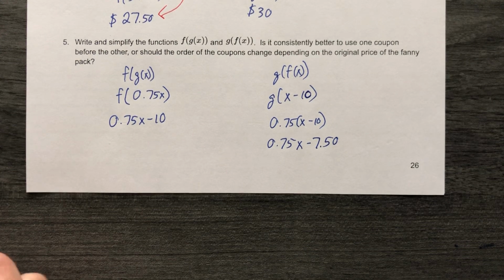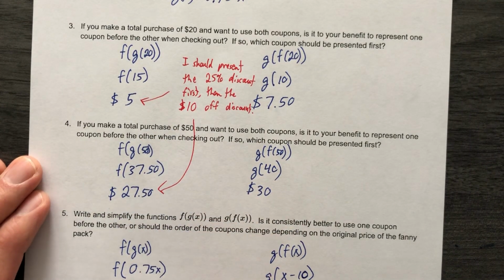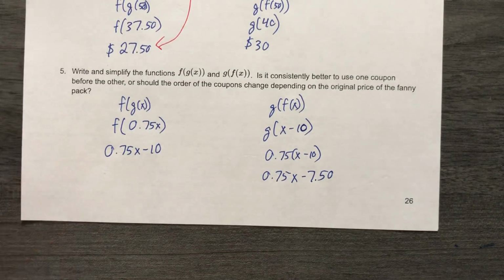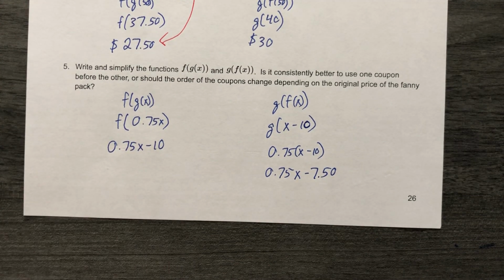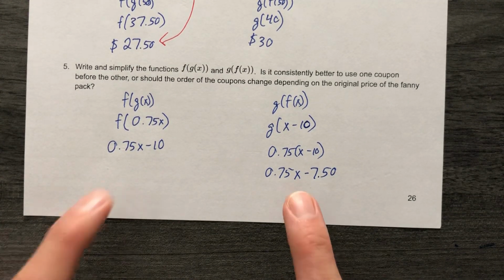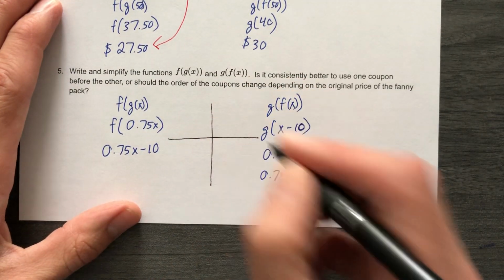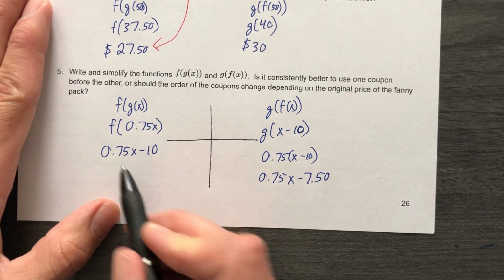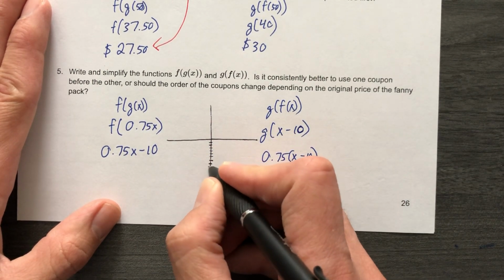So here's the deal. Is it to my advantage to always consistently use one coupon over the other one, which so far it looks like it'd be the f of g order, which would actually be g first? Or do I reach a point where it's to my advantage to use the other one? If I were to graph both of these, they are linear and they have the same slope. There's a graph in my head that I want you to see. The graph has a slope of 0.75, that's 3/4, on both of them.